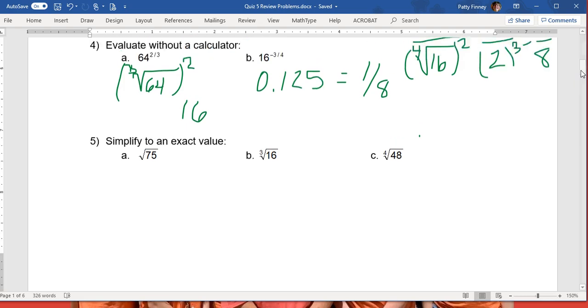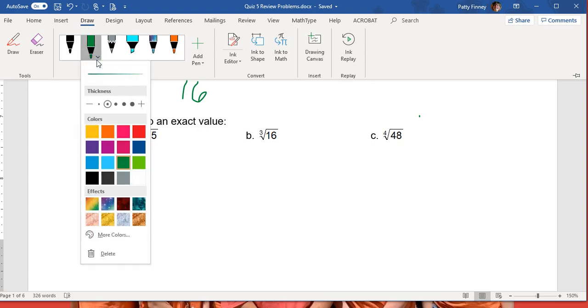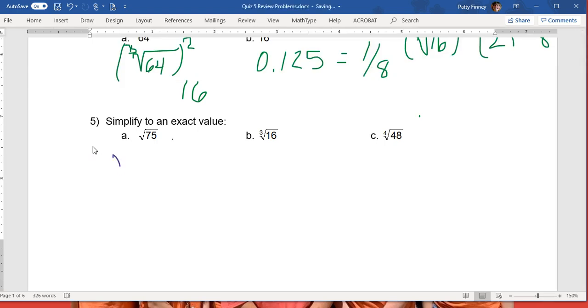So I break this into the square root. I'm tired of green. Let's go purple. So I'm going to rewrite this as the square root of 25 times 3. Well, what is the square root of 25? Right. Square root of 25 is 5. And we don't know the square root of 3, so it stays there. So there's our exact value.